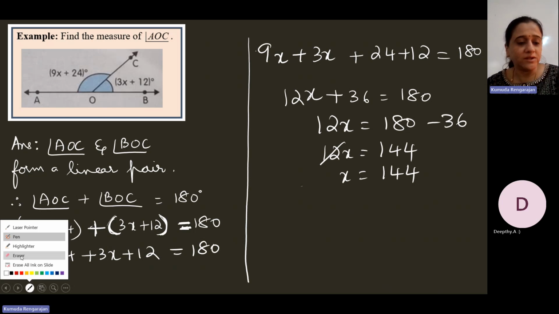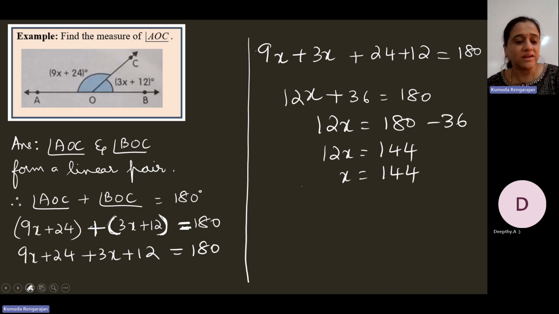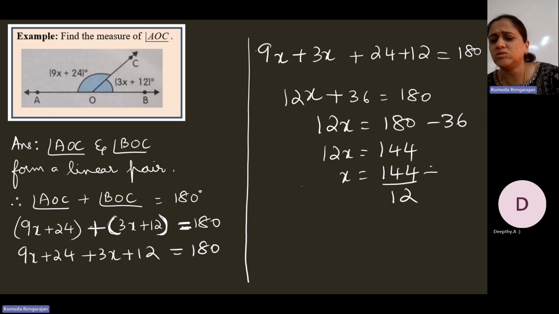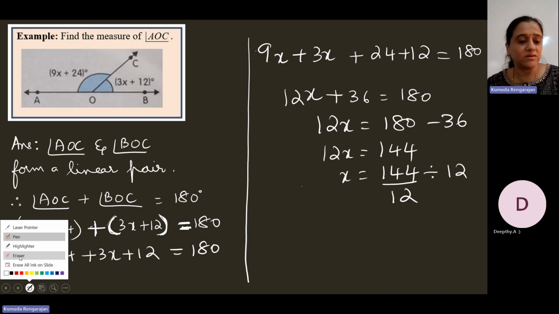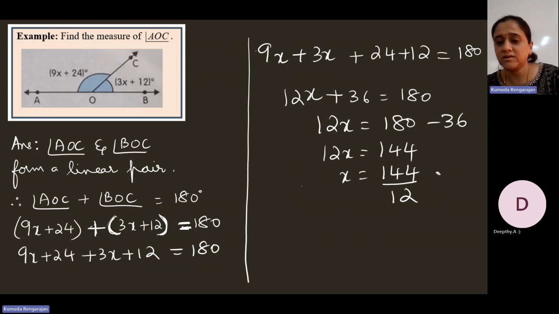Now, it is into 12, so on the other side, it will go for division. So it will be divided by 12. You can write it like this also if you want, or you can directly use the by symbol and write 144 by 12. So x is equal to 12. On simplifying, 12 12s are 144. So we found the value of x.